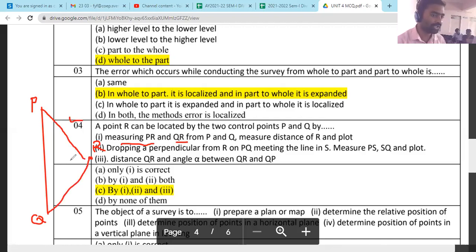Linear measurement, length. Yes. Measuring PR and QR from P and Q, measure the distance of R and plot. So measure these two from P and Q. So you have plotted it. Okay.